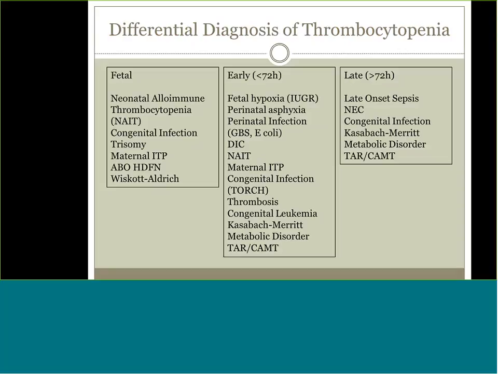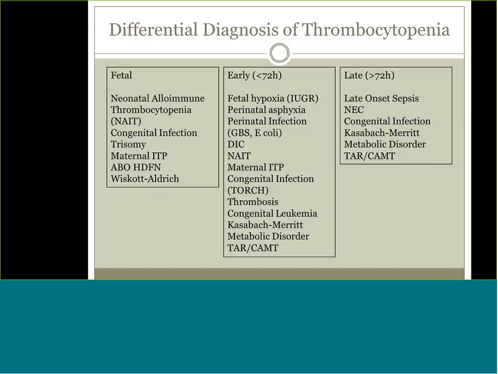So when I get a call about thrombocytopenia in the NICU, I tend to think of the timing of this. Is this something that occurred during fetal life? When I think of things that cause fetal thrombocytopenia, I think of NAIT, fetal neonatal alloimmune thrombocytopenia, depending on how you pronounce it. Congenital infections, trisomies, maternal ITP, though oftentimes the maternal platelet count will also be affected. I think about ABO HDFN, the hemolytic disease of the newborn, because your platelets carry A and B antigens on them. And then Wiskott-Aldrich.